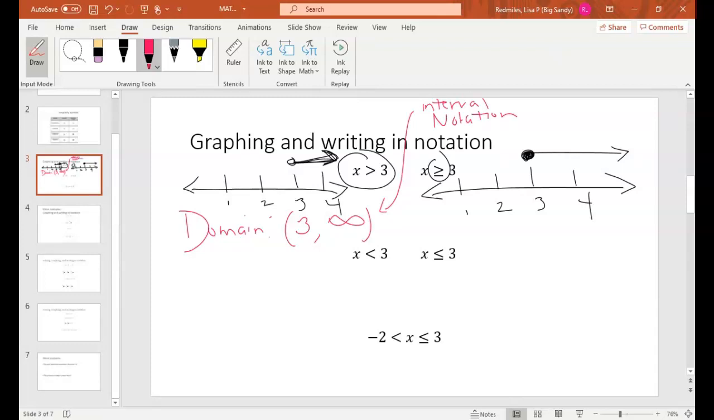And then see, this one says it does not equal 3 and it does not equal infinity. We always say that nothing ever equals infinity or negative infinity. It gets really close, but it never equals it.